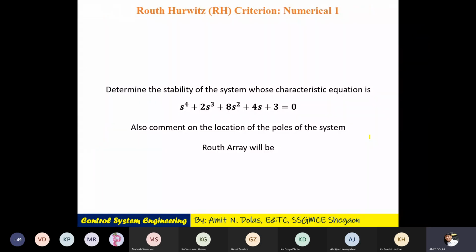Okay, now I will put one example in front of you. I wanted you to solve this example. The question is: determine the stability of the system whose characteristic equation is s to the power 4 plus 2s cube plus 8s square plus 4s plus 3 equals 0. Also comment on the location of the poles of the system, and of course you have to get the routh array. I will give you 4-5 minutes, and I'll ask you for the first column of the routh array only.